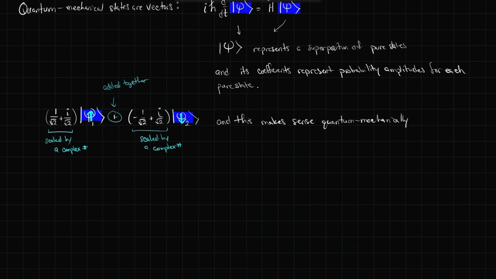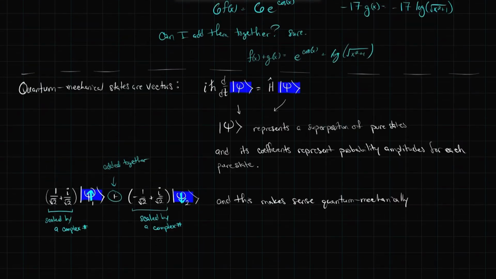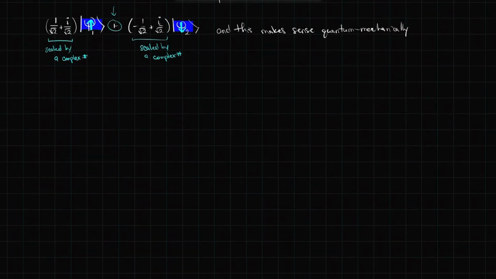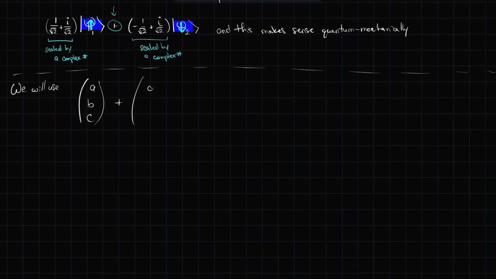And so we've got this notion of vectors that's just so much more broad than what we were used to growing up in physics or other courses. All we have to do is be scaled by real or complex numbers and added together, and we're still a vector. Now with that said, we will use these vectors, a, b, c plus d, e, f equals a plus d, b plus e, c plus f, a lot in this course.